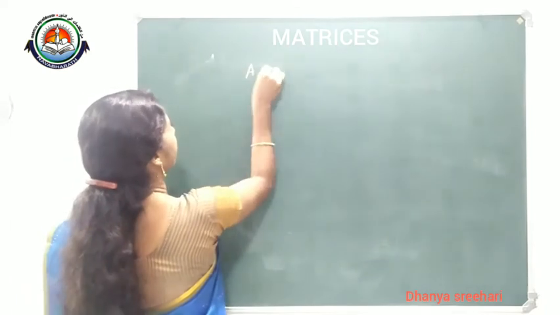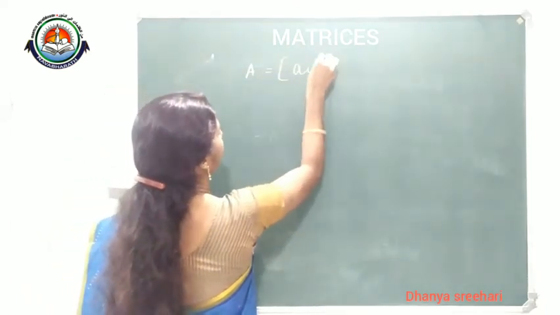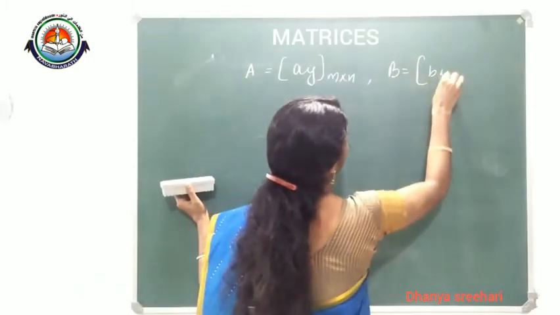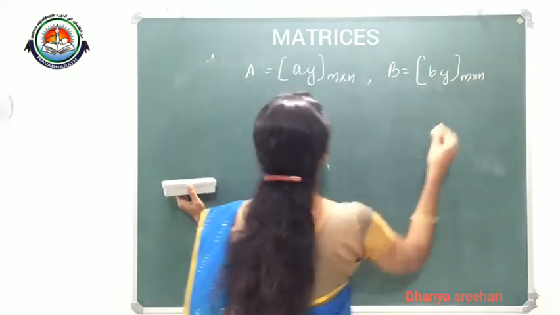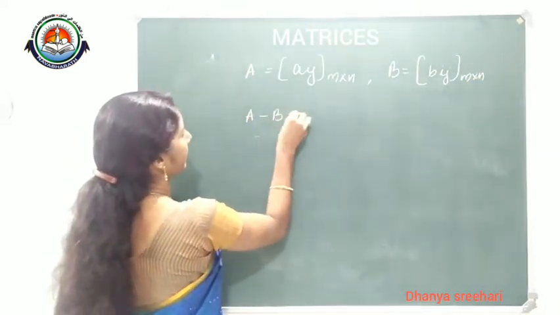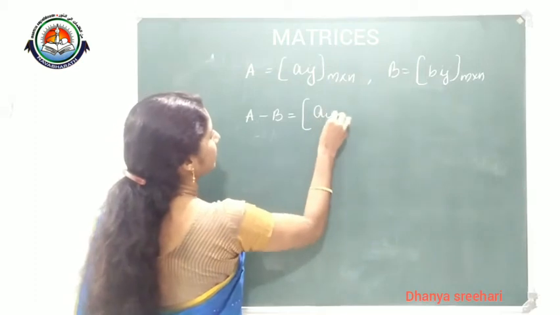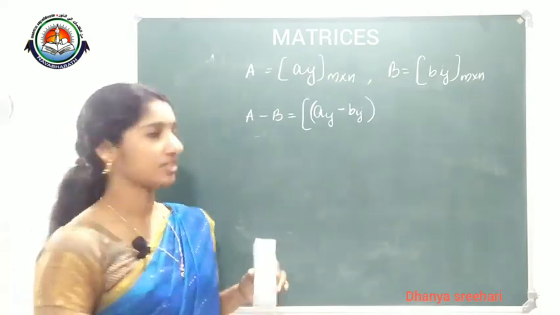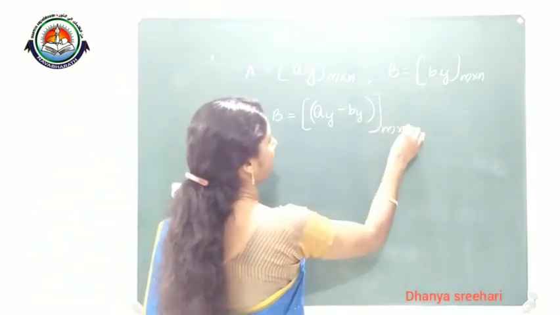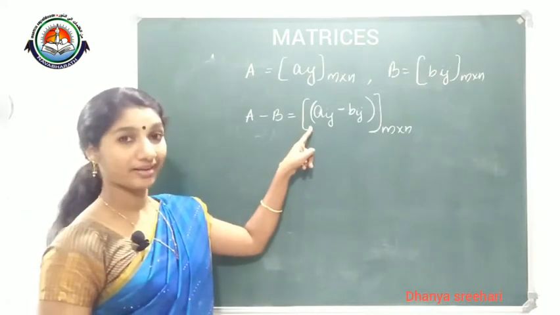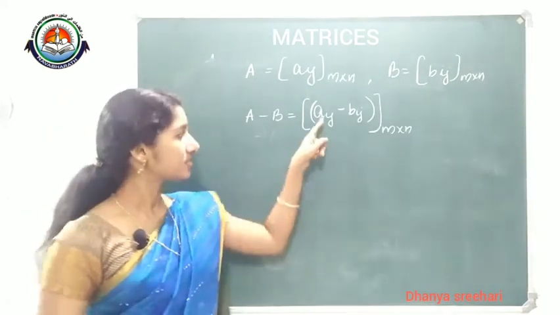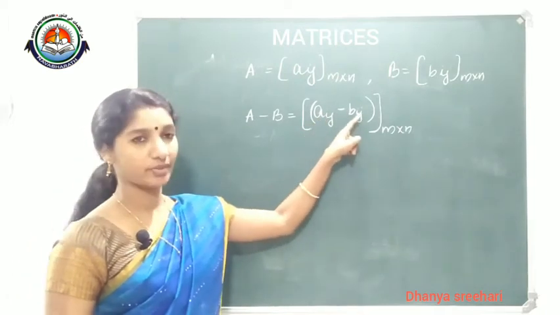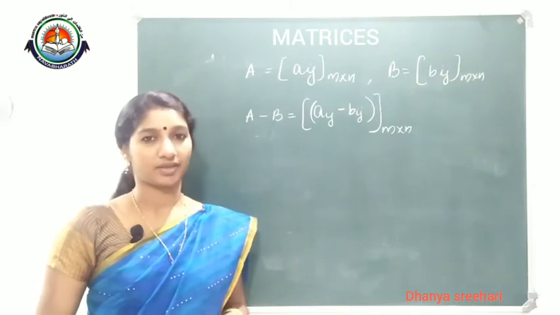That means a matrix A is given, [Aij] of order m by n, and matrix B is given, [Bij] of order m by n. Then A minus B means we are getting Aij minus Bij. So its elements will be Aij minus Bij, each element of order m by n. A minus B is the matrix [Aij minus Bij]. Means the first element, A11 minus B11, A12 minus B12. Like this each element we will do subtraction.